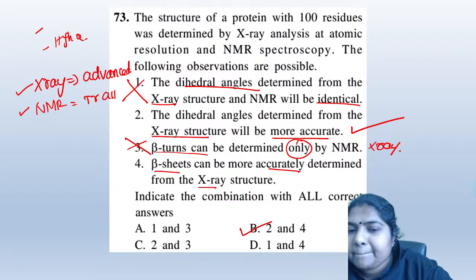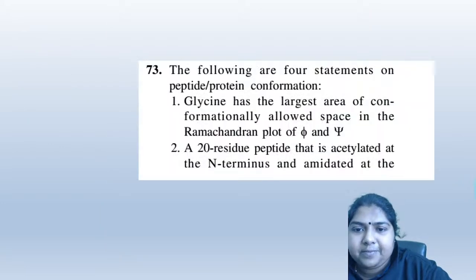Got it, Amrita? Now it is understandable? Yes? Why we eliminated 1 and 3 and how we took this 2 and 4 option? Yes? Okay, fine. Yes. Alright, good. So the next question we will do.